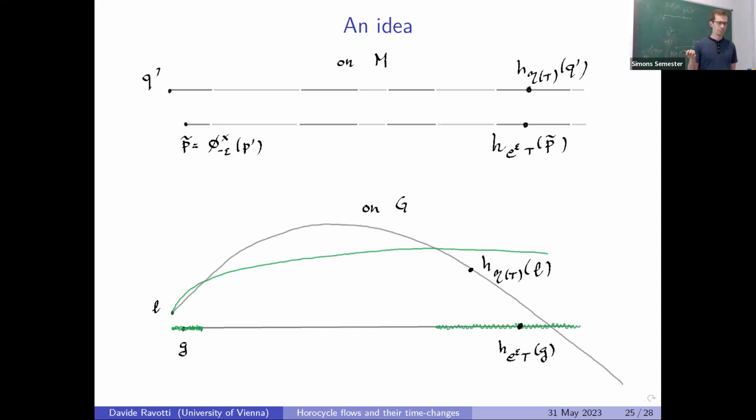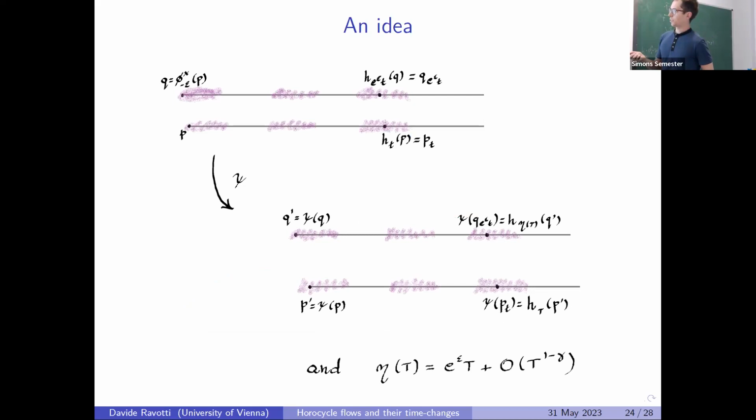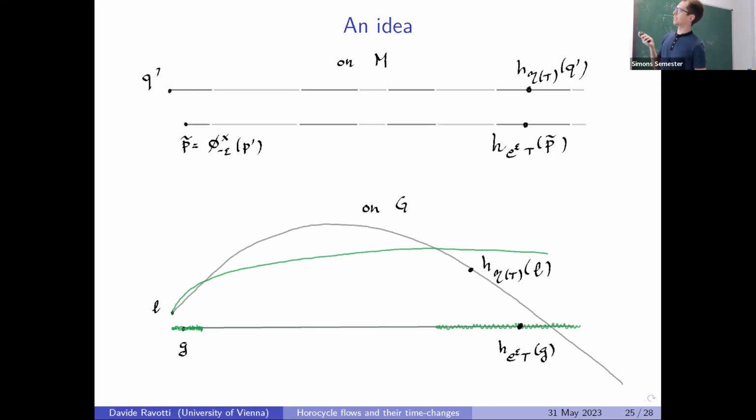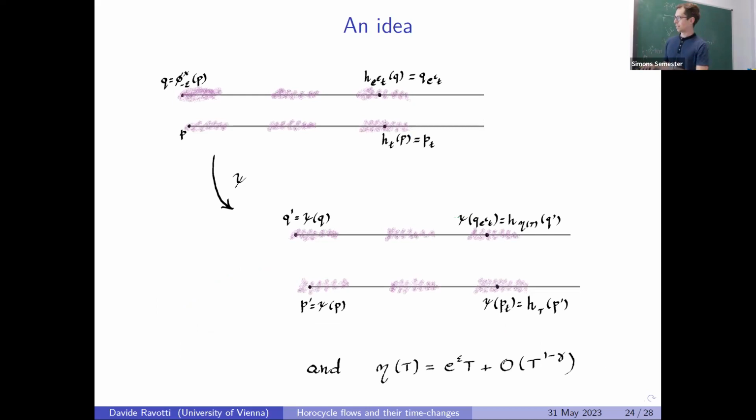And now, instead of considering P prime, I consider P tilde. So the orbit of P prime and the orbit of P tilde are close if I move on P tilde with respect to this time, the same picture that I have in here. So if now I consider the orbit of P tilde instead of the orbit of P prime, I do get that if I move P tilde for time e to the epsilon times t, well, this point is going to be close to this point over here.